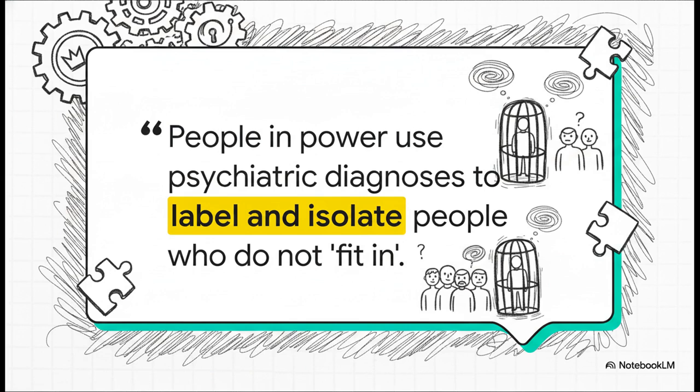For instance, the influential psychiatrist Thomas Szasz famously argued that the diagnostic system is inherently biased. He proposed that people in power use psychiatric diagnoses to label and isolate individuals who just do not fit in with society's expectations. He suggested that what we sometimes call mental disorders might just be alternative ways of behaving and looking at the world that society simply refuses to accept.